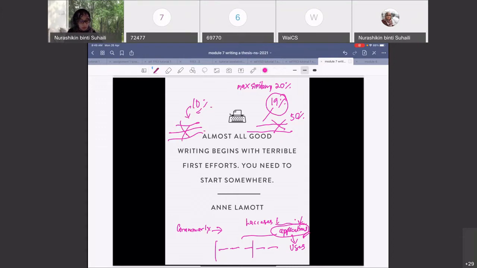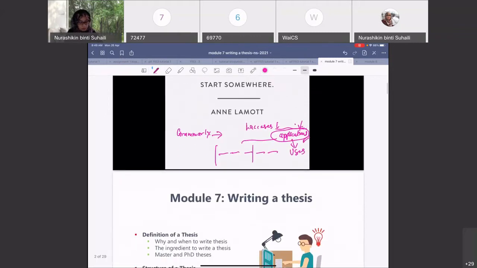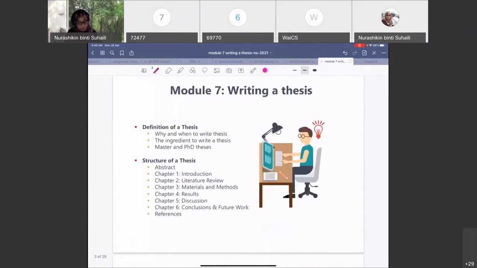We don't want the issue of plagiarism. Plagiarism, you know, is when you copy and paste. Another thing is when you take the ideas and rephrase them but don't put the citation. That is also called plagiarism. There are two types of plagiarism.